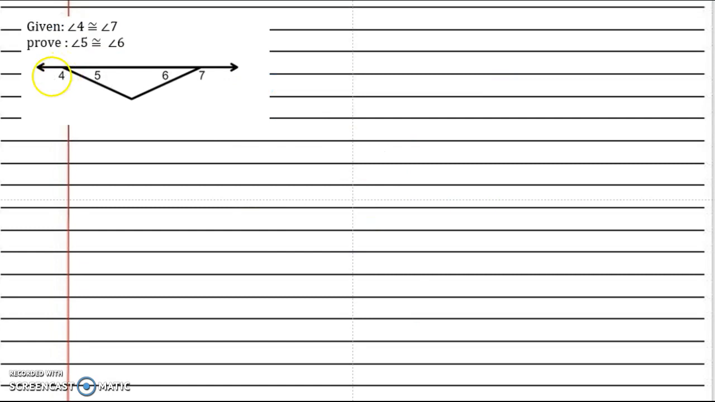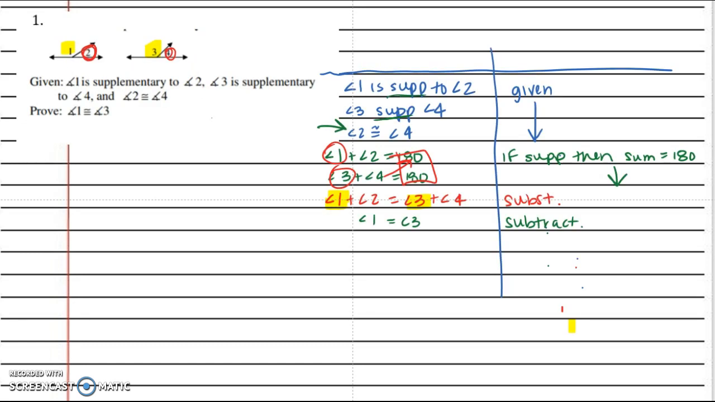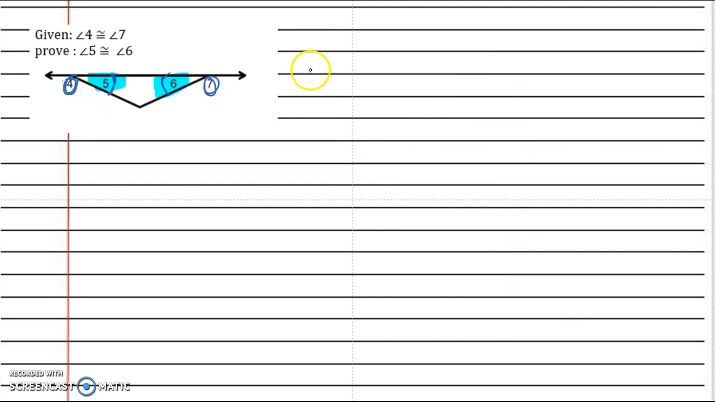Given that angle 4 is equal to angle 7, I want to prove 5 is equal to 6. And again, this is actually very similar to the first one we did. The picture just looks a little different. We'll actually follow almost the exact same process. So, angle 4 is congruent to angle 7.